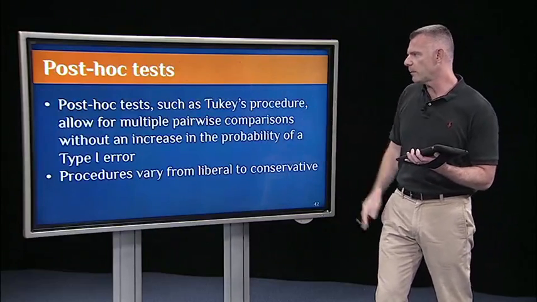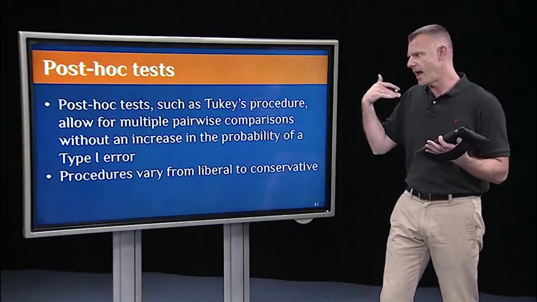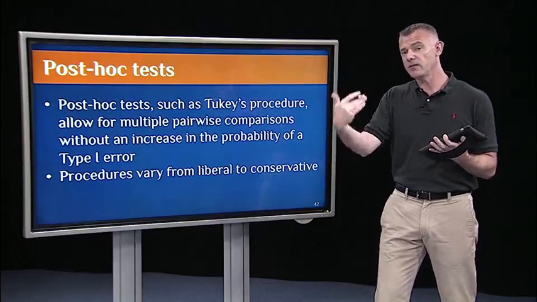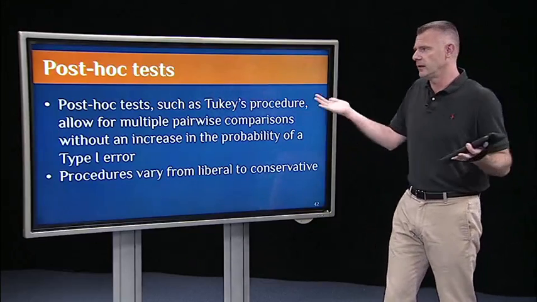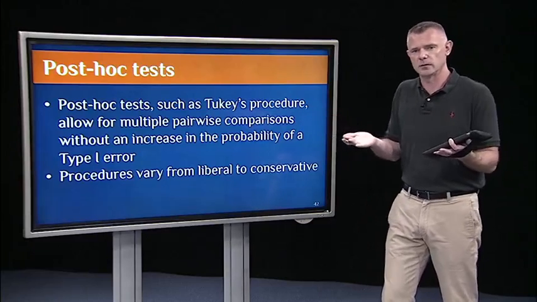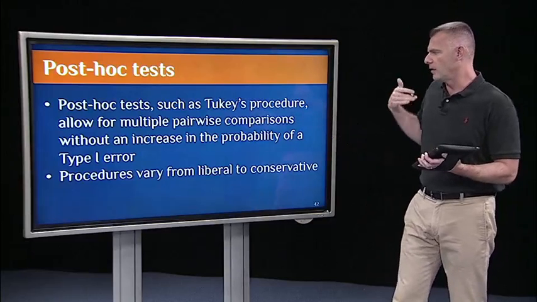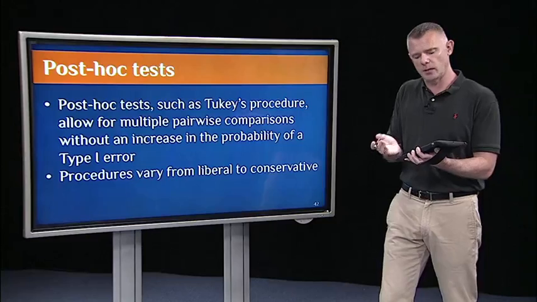To wrap up this segment, post hoc tests are necessary after you do a one-way ANOVA if you have a significant effect. If you don't have a significant F ratio, then you're not going to engage in this procedure because no pairwise comparisons will be significant. And the way they work is they adjust for that inflation in the probability of type 1 error.